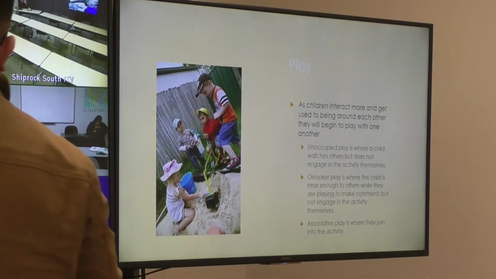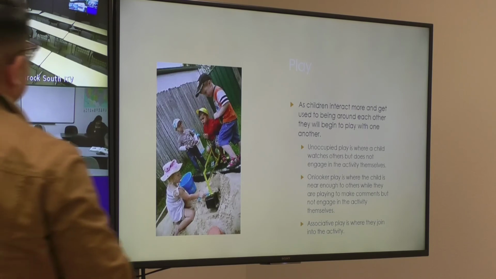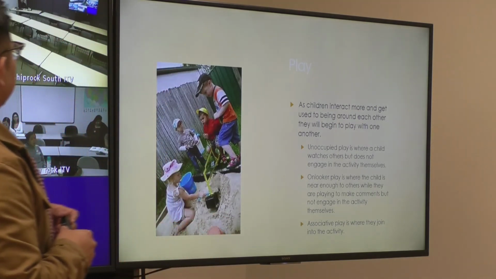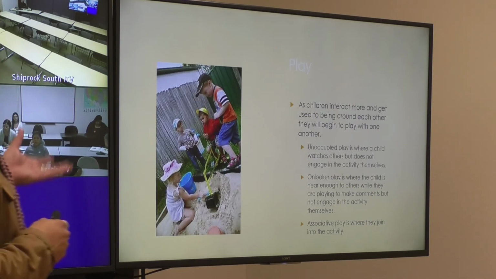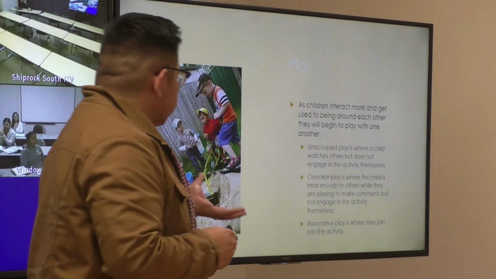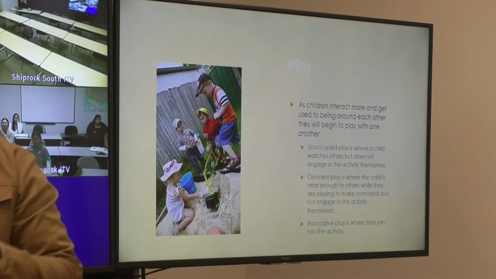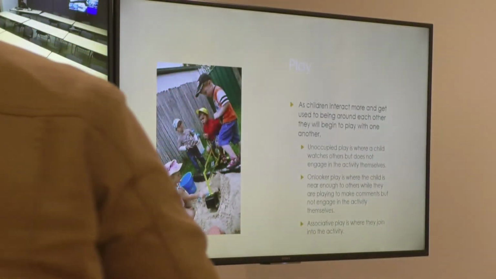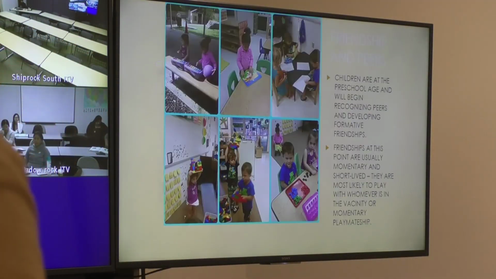As children interact more and get used to being around each other, they will begin to play with one another. It begins as unoccupied play, then onlooker play, where the child is near enough to make comments while others are playing. Within that, one of the big things is they'll kind of just play on the side, and all of a sudden someone's like, "You want to play?" They're like, "Okay." Associative play is where they join into the activity.